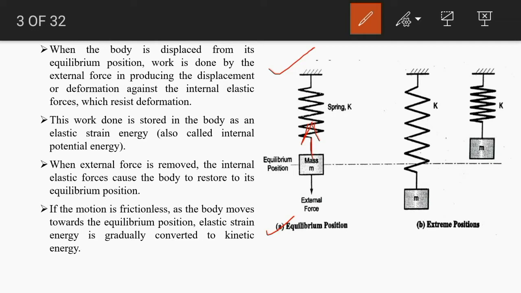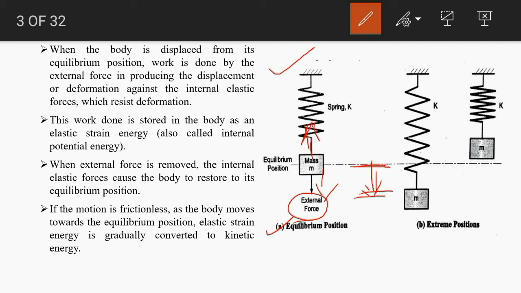In that case the system is not in motion, it means its velocity is zero, and it remains zero under the action of this spring force and weight. So we can say that the system is in static equilibrium. Now by applying some external force, we are going to deflect the system from its mean position up to a certain distance. Whenever we apply this external force, this mass is going to be deflected this much.